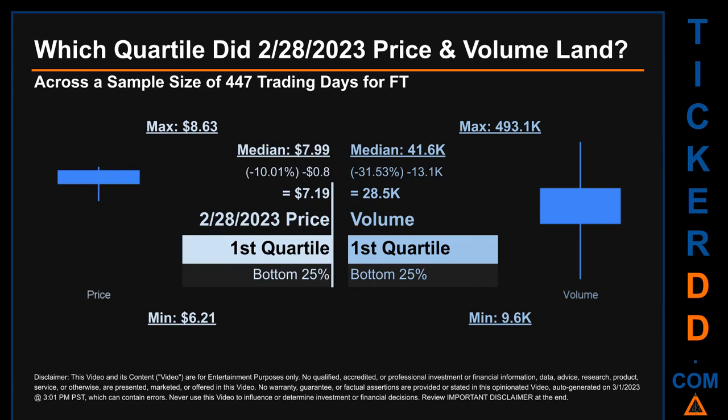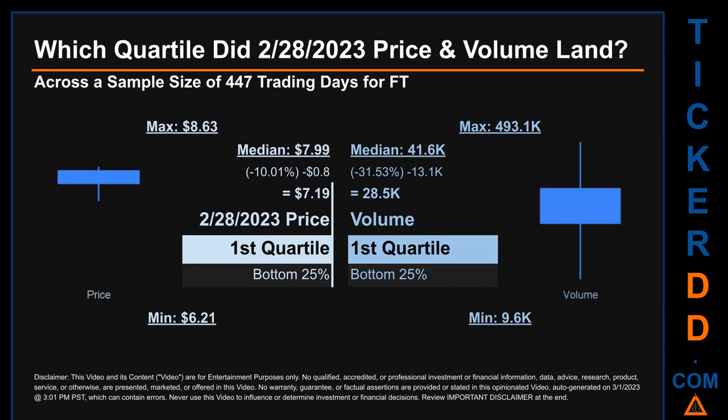The day's volume landed within the first quartile, at the bottom 25% of all sampled daily volume, which saw a max daily volume of 493.1 thousand and a minimum of 9.6 thousand. Quartiles tell us about the spread of a data set by breaking that data set into quarters, just like how the median breaks the set into half.